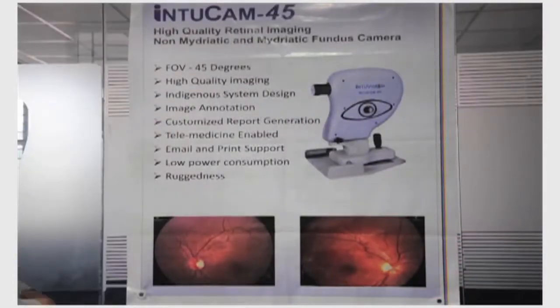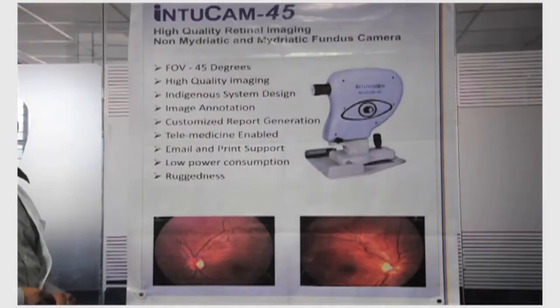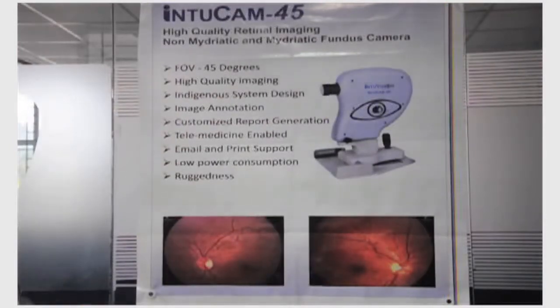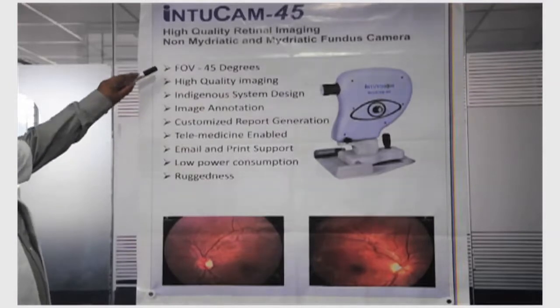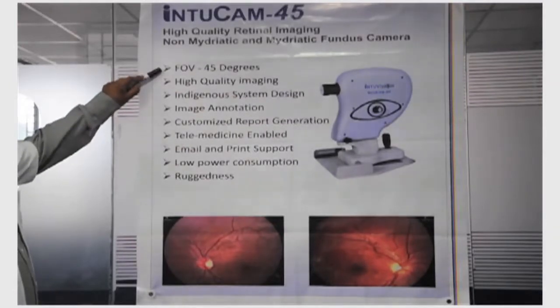IntuCAM 45 is a non-mydriatic and mydriatic fundus camera. For non-mydriatic mode, the minimum pupil size required is 3.5 millimeters. Some of the features of IntuCAM 45 are: its field of view is 45 degrees.